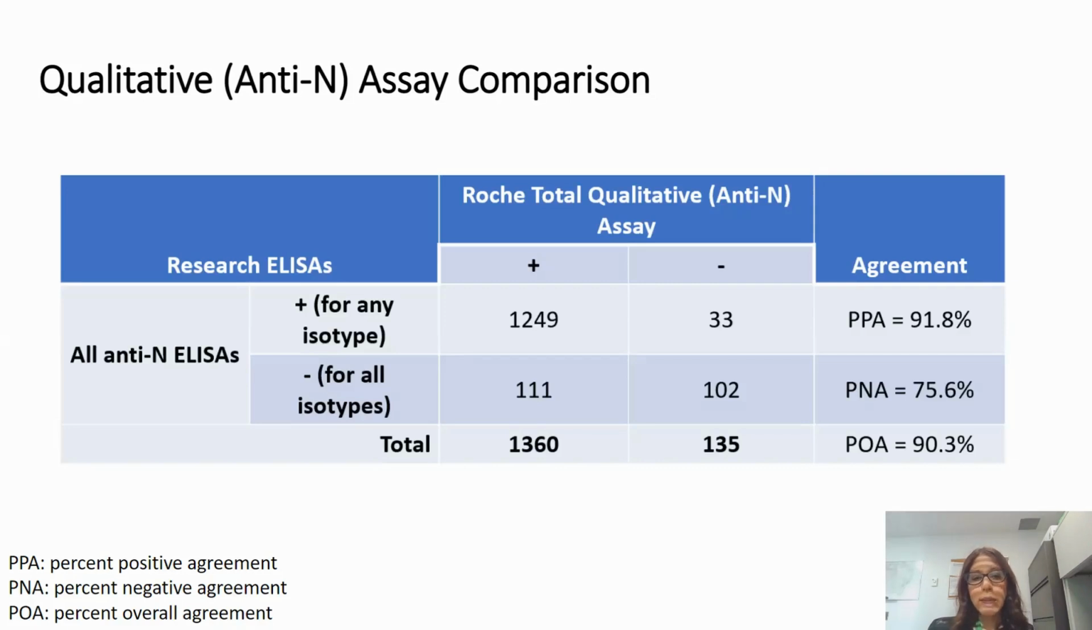So ultimately, this means that the percent positive agreement was very good, but the percent negative agreement wasn't as strong with the research ELISA, because the research ELISA didn't appear to be as sensitive as Roche, and often called a negative when Roche was positive in infected individuals. But we found this to be particularly true for the borderline cases, which accounted for most of the discrepancy here.